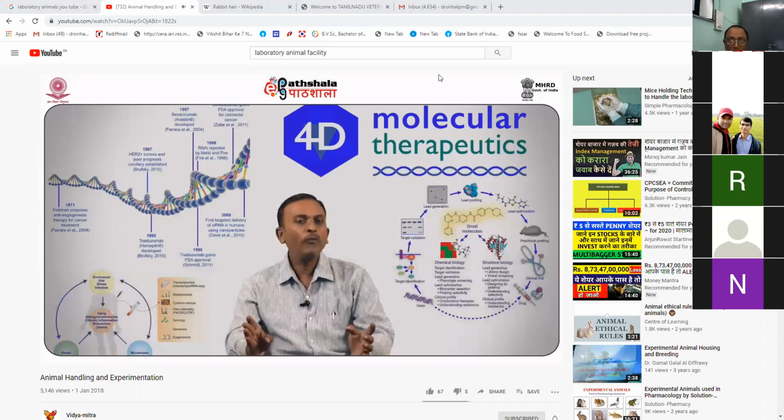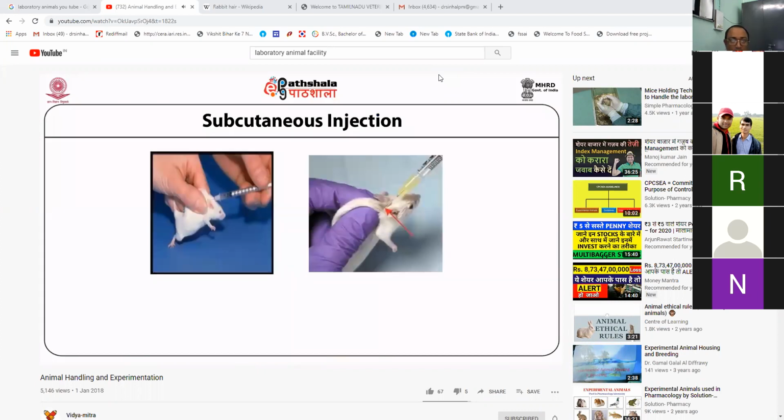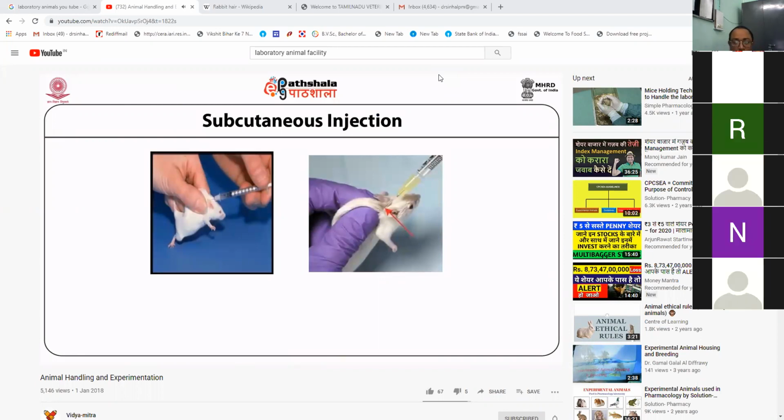More often, the gauge usually used for intraperitoneal injection is a 25 to 27 gauge needle, and it is injected at a 30 to 45-degree angle. After injecting, you have to aspirate to ensure the needle is properly placed inside the peritoneal region or elsewhere. Just aspirate it.